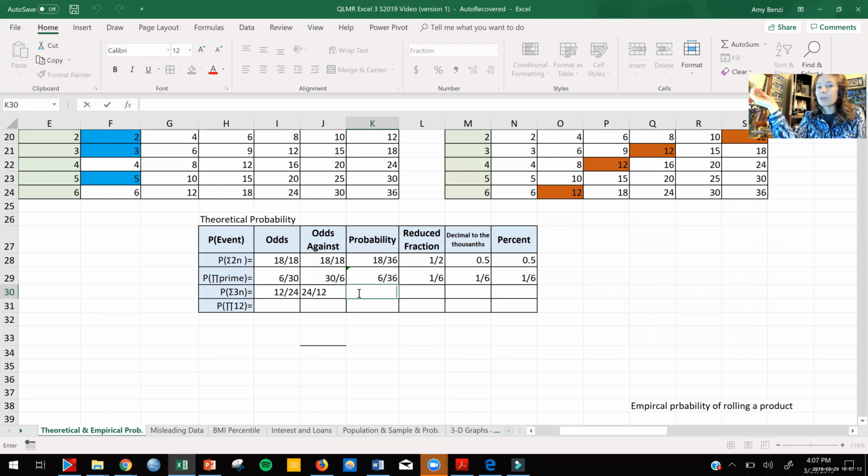Probability we can say out of, but odds we have to say like 24 to 12 because it's not out of 12. Well, we can't get 24 out of 12, can we? Well, we could get 24 inches out of 12 feet, right? That's just a fun fact too.